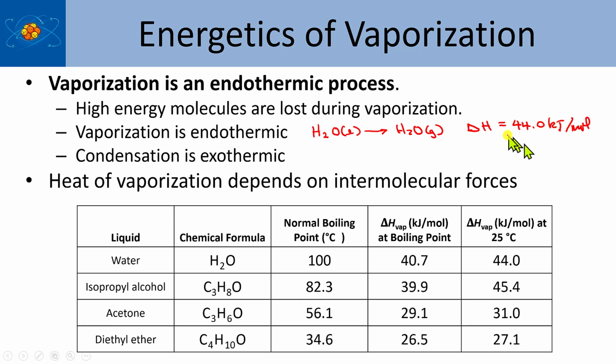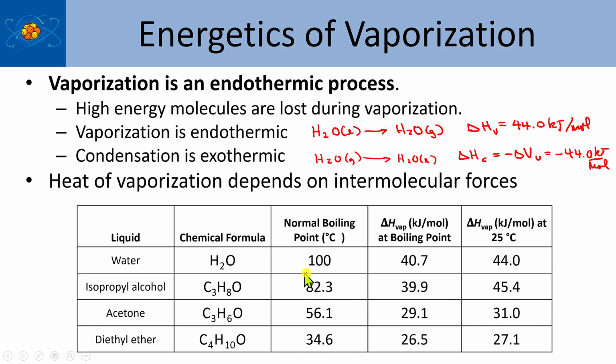So when you're doing calculations with heat of vaporization, it's somewhat important to know whether you're doing the calculation for water at its boiling point or water at room temperature. Now, the process for condensation is exactly the opposite. And conservation of energy would tell us then that this process has to be exothermic. So this is heat of vaporization. The heat of condensation is just the negative of the heat of vaporization, or negative 44.0 kJ per mole here.